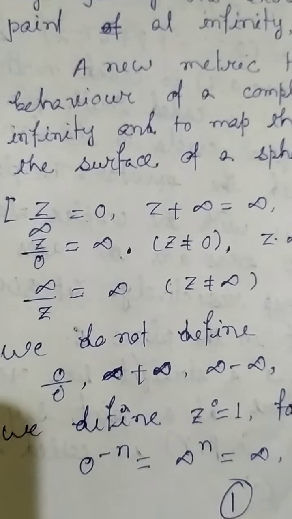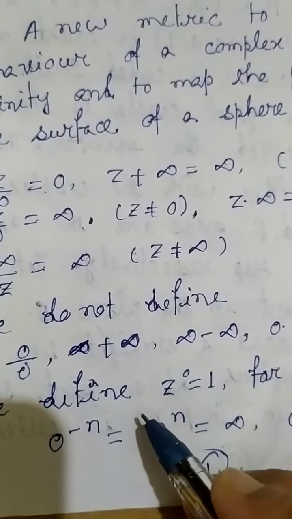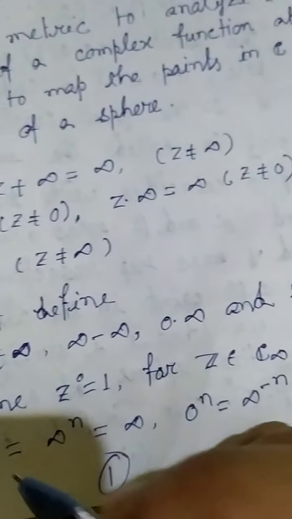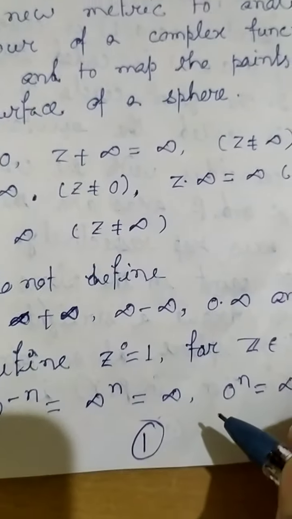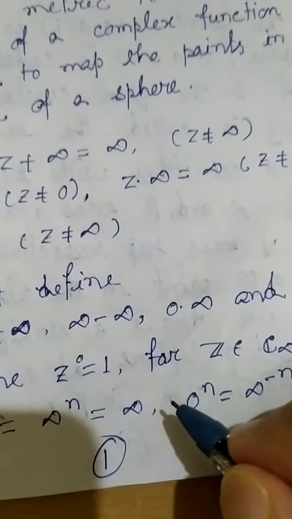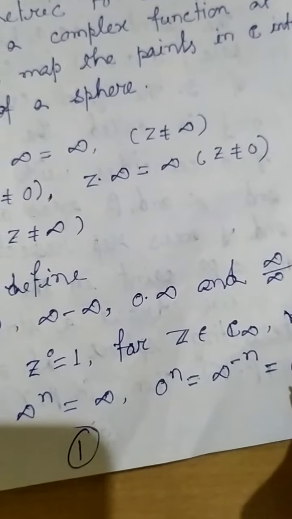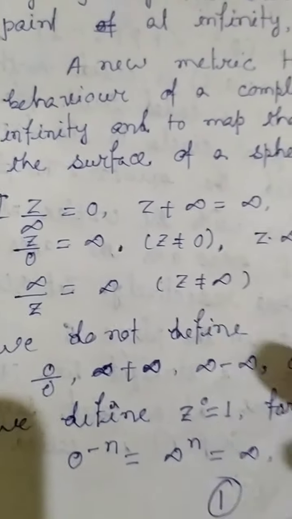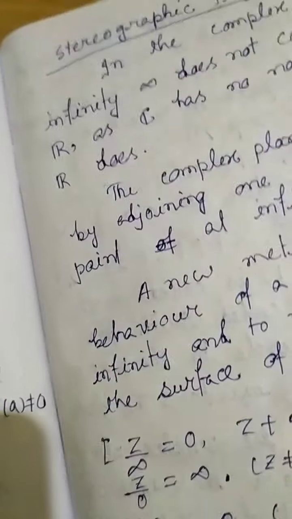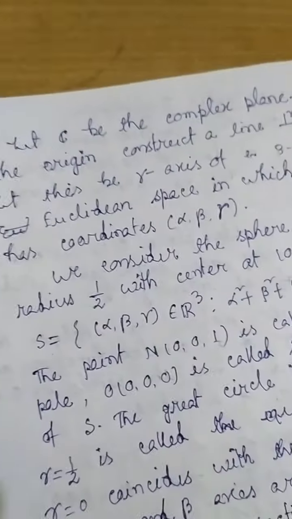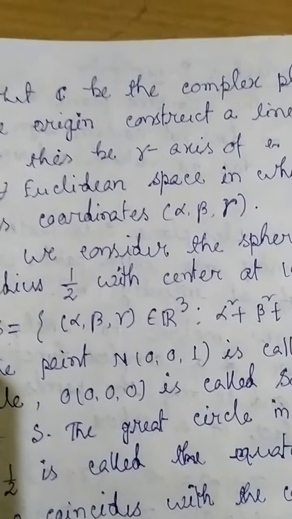Now we are going to define the concept of 0 to the power minus n. 0 to the power minus n is nothing but 1 by 0 to the power n, which is equal to infinity. Infinity to the power n is equal to infinity. And 0 to the power n can be written as infinity to the power minus n, but infinity to the power minus n is nothing but 0. Therefore we are going to agree on this infinity with this concept in terms of the complex plane. So how can we get the one-to-one correspondence between the set of complex numbers, that is the complex plane, and a sphere?